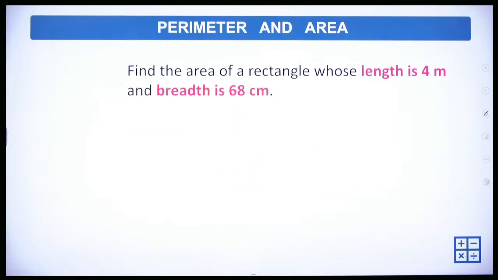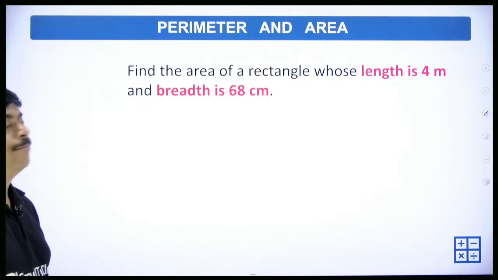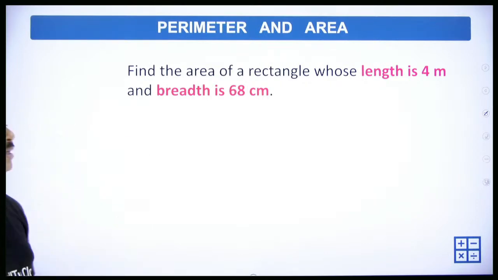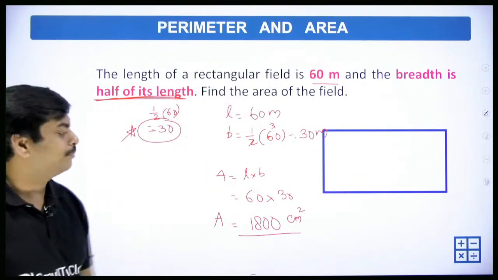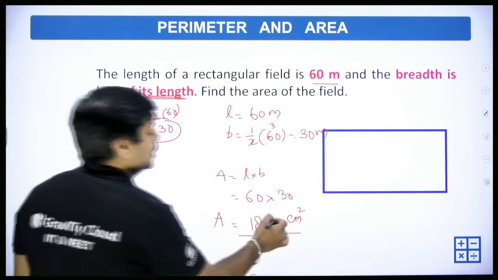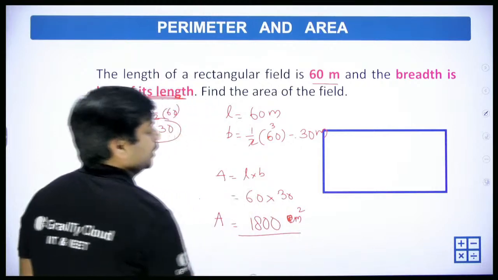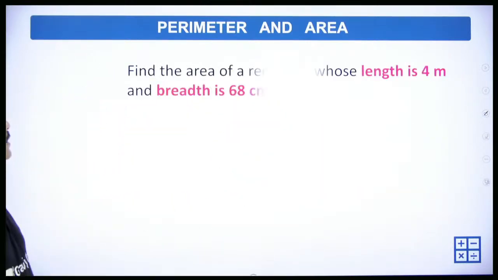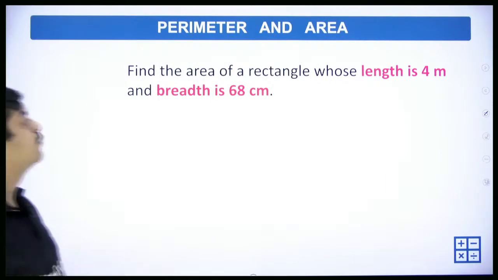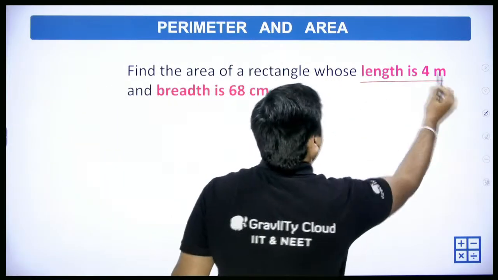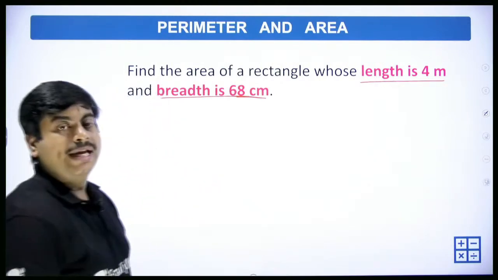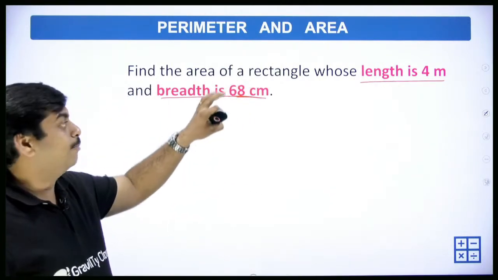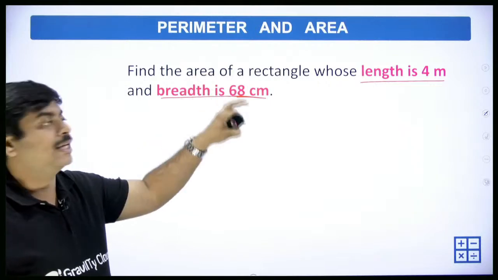Find the area of a rectangle whose length is 4 meters and breadth is 68 centimeters. Once again, see here, 60 meters and half of it, no problem. So the answer is 1800 meters square. But here it was given as: the length is 4 meters and breadth is 68 centimeters. So either we need to convert both into meters, or both into centimeters, right?